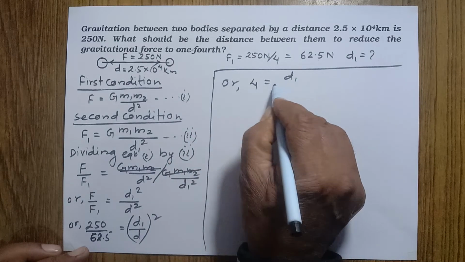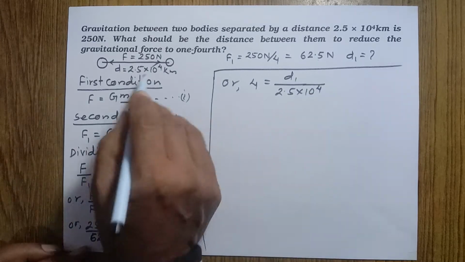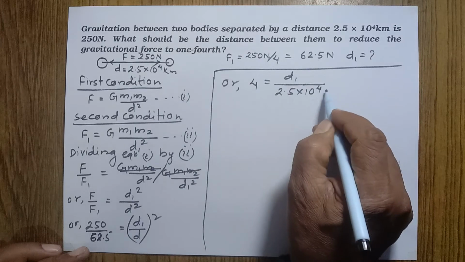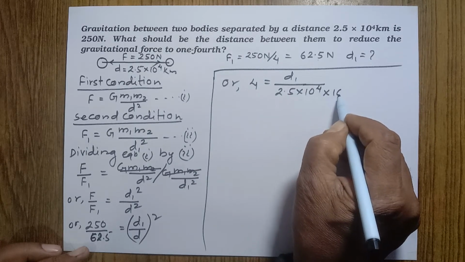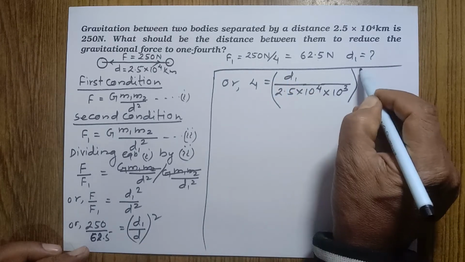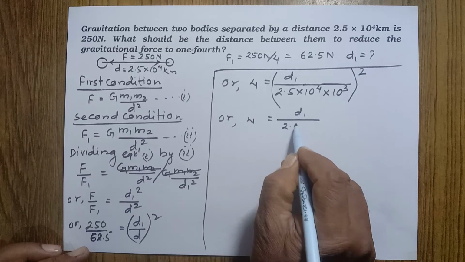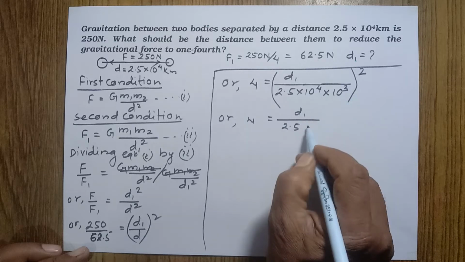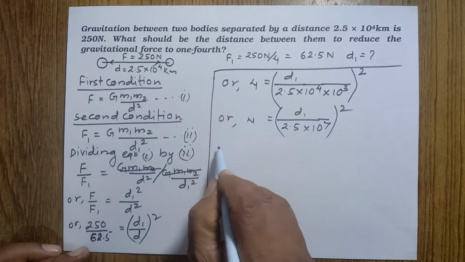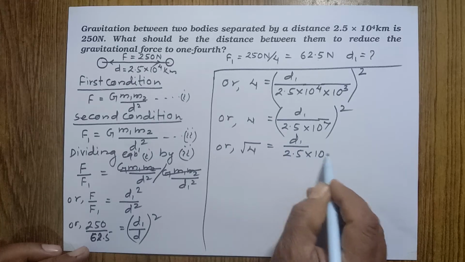d1 by d, squared. We are going to find d1, and the value of d is given here, 2.5 into 10 to the power 4 kilometer, and every other quantity is taken according to the SI system. That's why it would be better to convert this into the SI system. If this kilometer is multiplied by 1000, that means 10 to the power 3, then it comes in meter. On the right hand side we have all these inside the bracket and squared, so 4 is equal to d1 upon 2.5 into 10 to the power 4 into 10 to the power 3, meaning 10 to the power 4 plus 3, which is 10 to the power 7, and this is squared. This square can be taken to the left hand side, which gives root over 4. This is equal to d1 divided by 2.5 into 10 to the power 7.